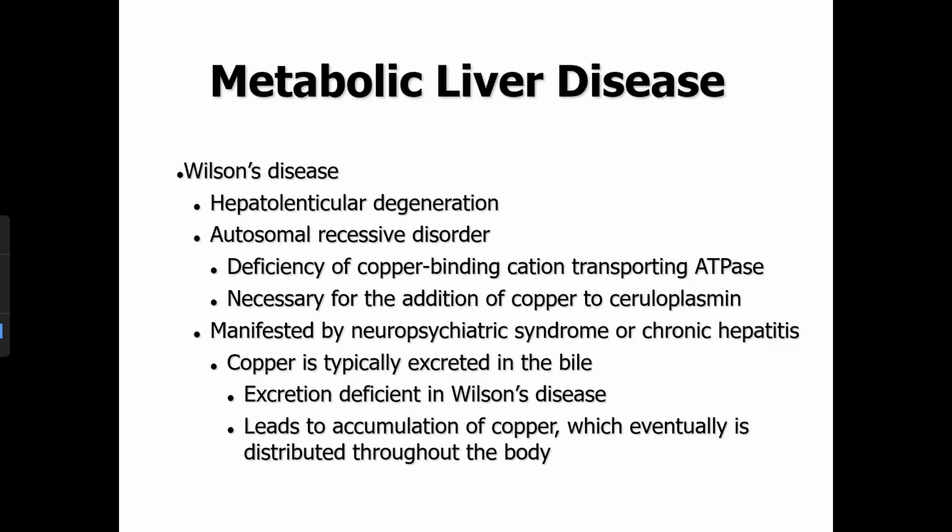Metabolic liver disease. Wilson's disease, hepatocellular degeneration, an autosomal recessive disorder manifested by neuropsychiatric syndrome or chronic hepatitis. Copper is typically excreted in the bile, and Wilson's disease is what we talked about previously, where we have a deficiency of copper binding protein, and copper accumulates in the tissues, and you can see copper in the iris of the eye and so forth.